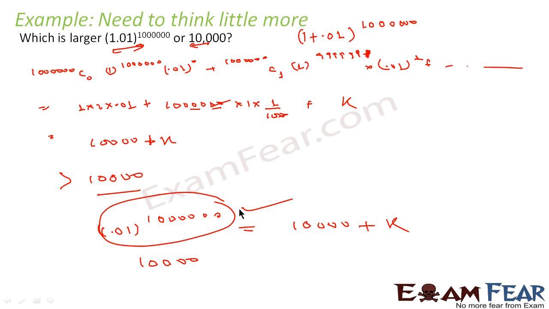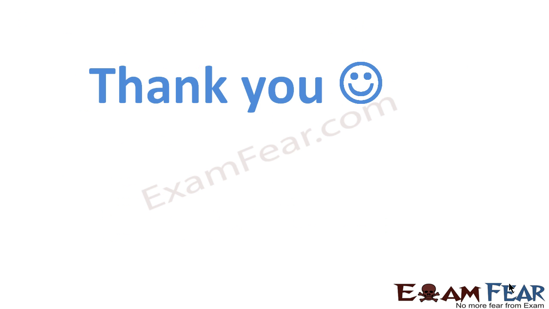So what we have done? We have written 1.01 to the power n in the form of 1 plus 0.01 to the power n. We expanded this and we found that this is nothing but 10,000 plus a constant. That is, this number is greater than 10,000.